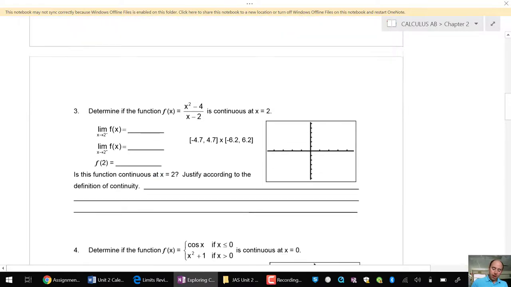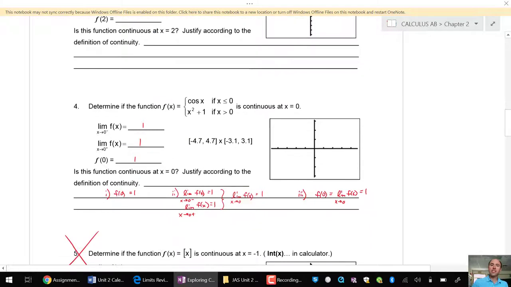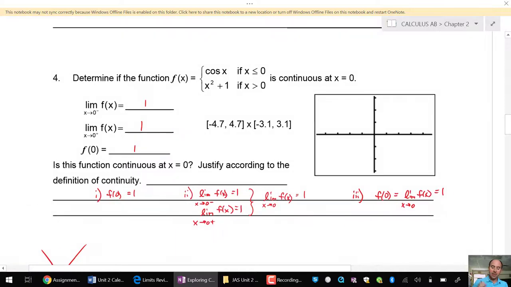Now, a word of warning, be careful with piecewise functions. Problem number 4 in this activity presents a piecewise function defined as cosine of x, which is continuous across its domain, and then x squared plus 1, which is also continuous across its domain. But because they're broken up at x equals 0, I have cosine defined less than 0 and x squared plus 1 defined greater than 0.